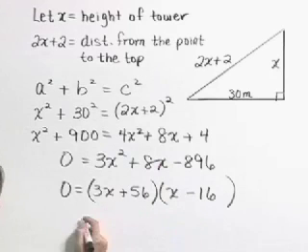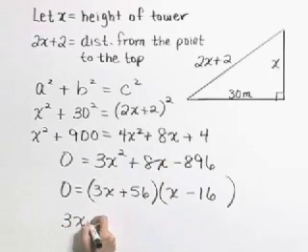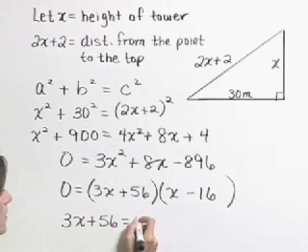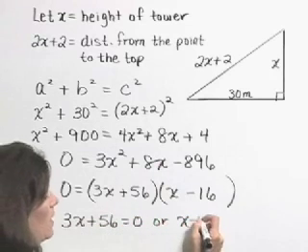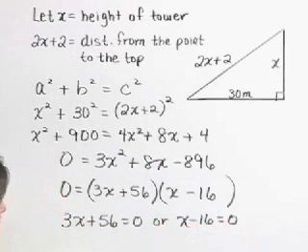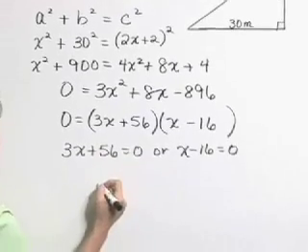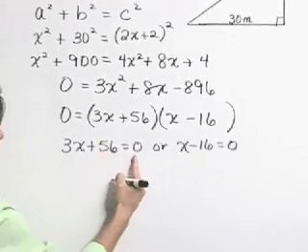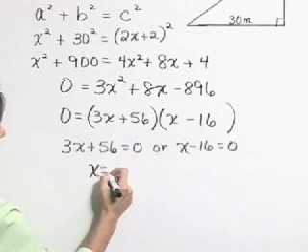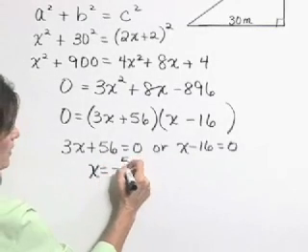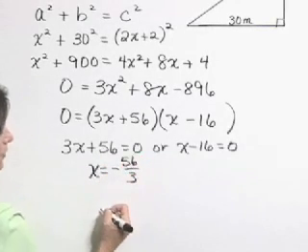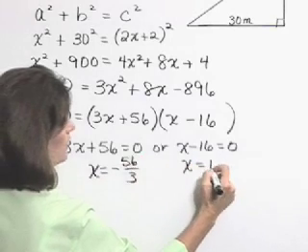Now your zero factor property: 3x plus 56 is 0, or x minus 16 is 0. Now this linear piece yields a negative number. Subtracting 56 over and dividing by 3, x is a negative 56 thirds, or x is equal to 16.